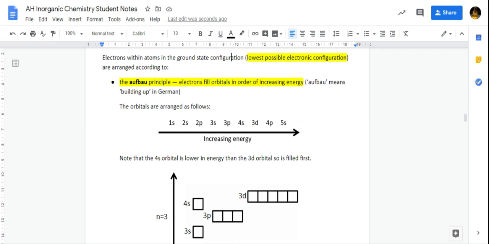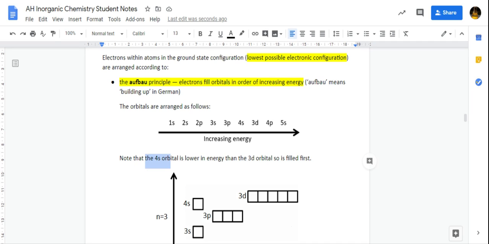The order of increasing energy starts with the 1s, so it has the lowest energy, followed by the 2s, followed by the 2p, the 3s, the 3p. Now this is where it becomes unusual, because 4s actually has a slightly lower energy than the 3d, and that's important to remember. So the 4s fills before the 3d, and we move on to the 4p and 5s. We're not likely to do anything with the 5s orbitals.